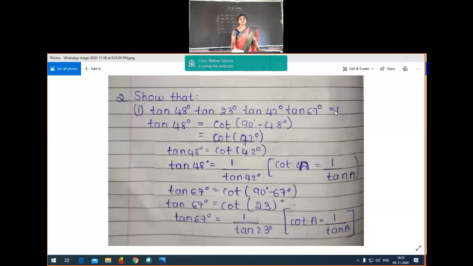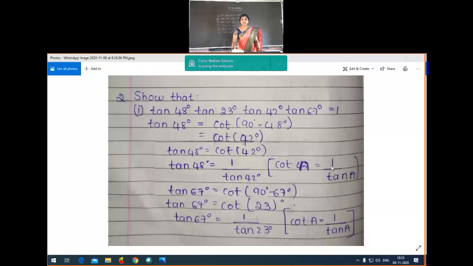See here, we have to show that this expression is equal to 1. We have to show that. So here I took the relationship of the reciprocal. So here cot 42 we have to modify as 1 by tan 42.